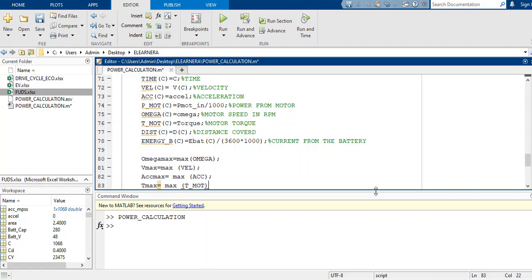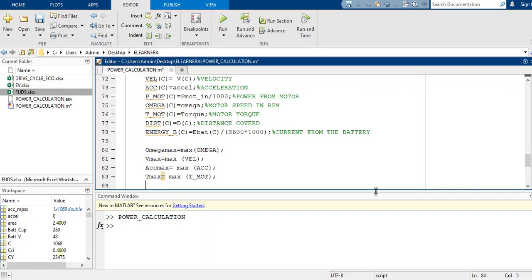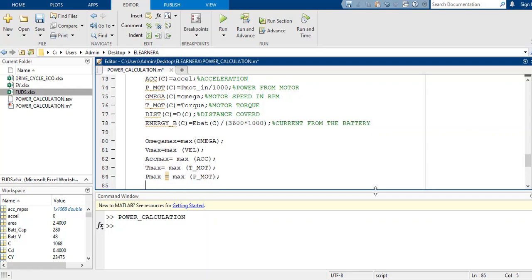Please visit the MATLAB official site, mathworks.com, and do the MATLAB Onramp course to at least get a basic idea about this programming language.